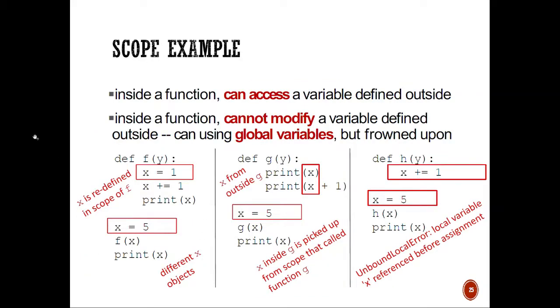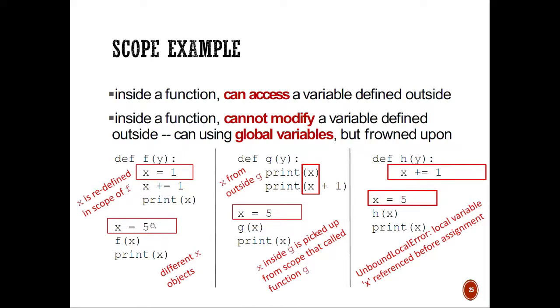So this is an example of how this works in real life. Inside a function, you can access a variable defined outside it. However, inside a function, you cannot modify a variable defined outside. What we mean here is that you can get a value from the global scope, but you cannot modify it. You can use what we call global variables, but this is frowned upon.